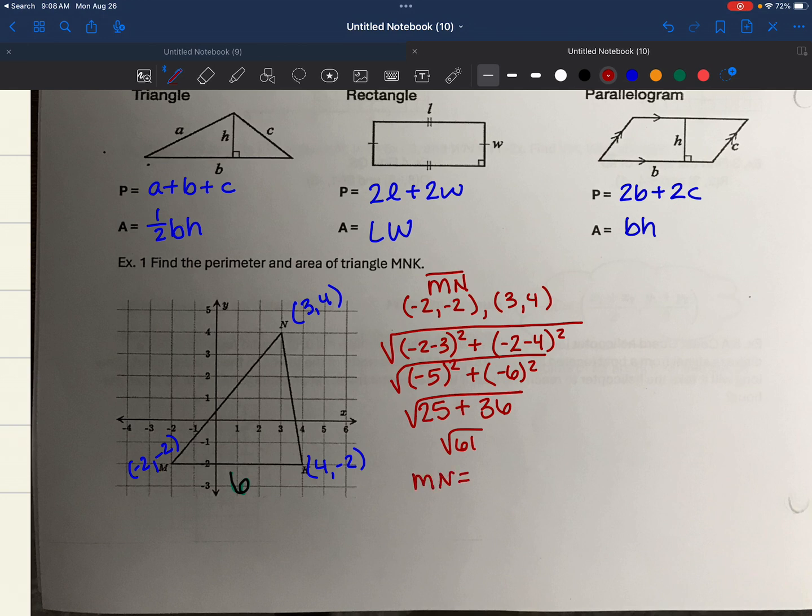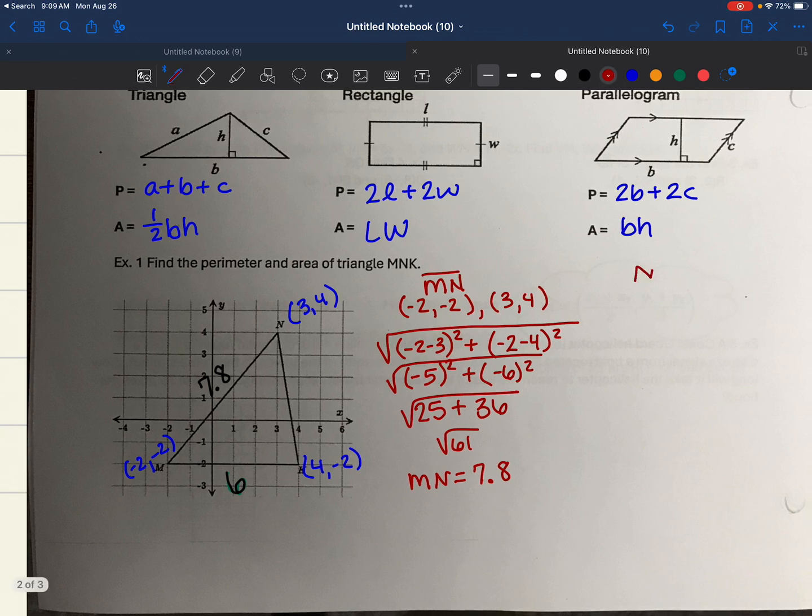So MN is going to be equal to... Anybody have their calculator? 7.8. Okay, so over here I'm going to label this 7.8. All right, I'm almost to where I can easily find these two things. What's the last thing I need to do? Yep, I need to find the distance from N to K.